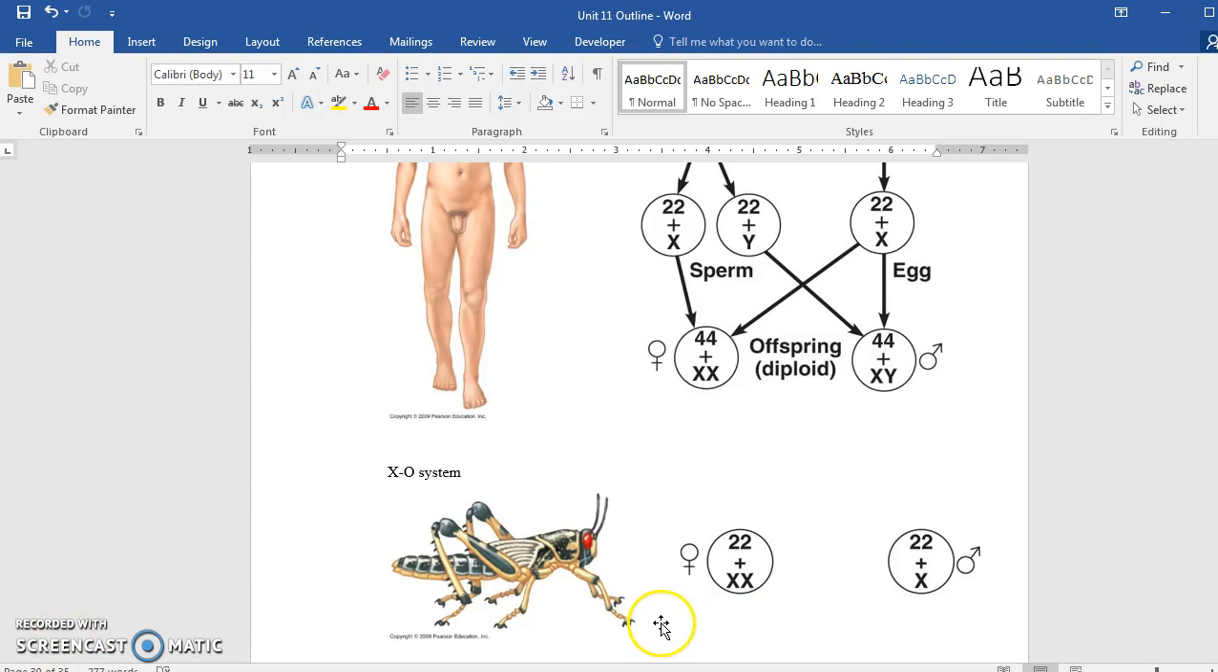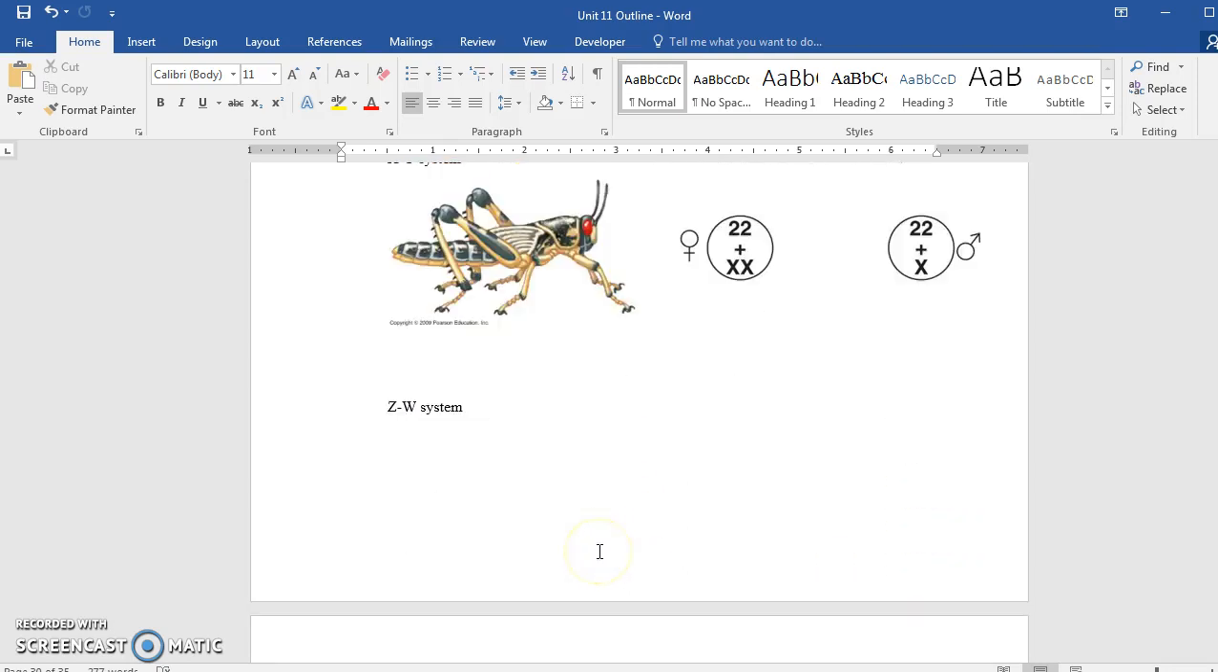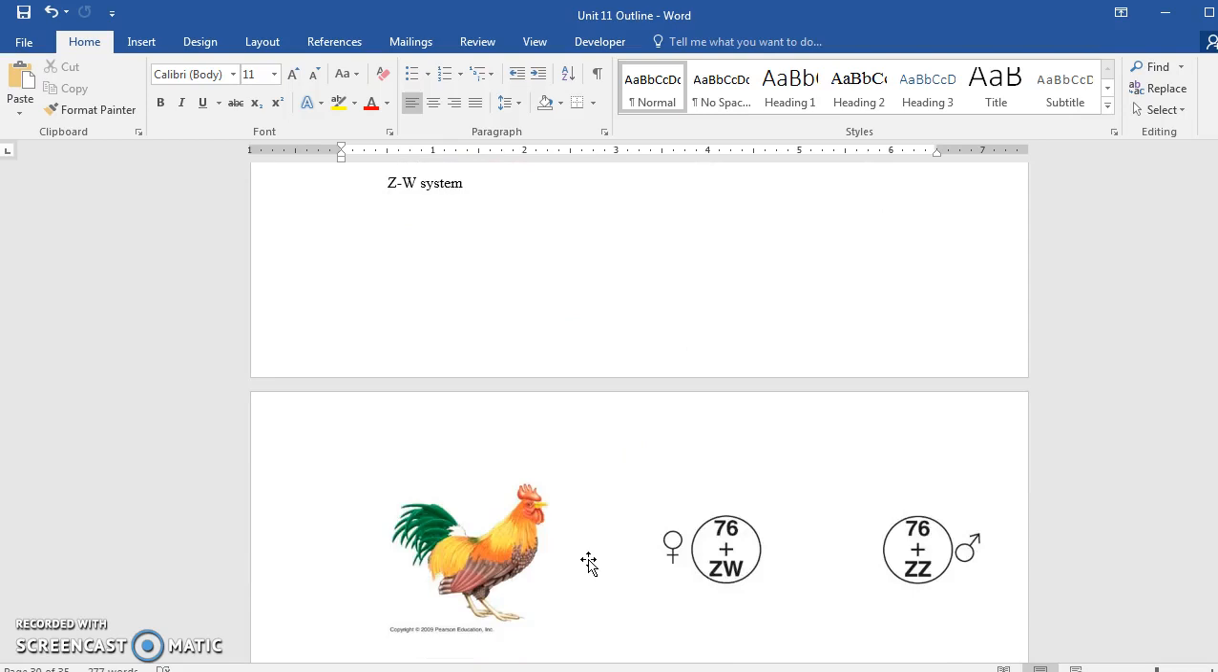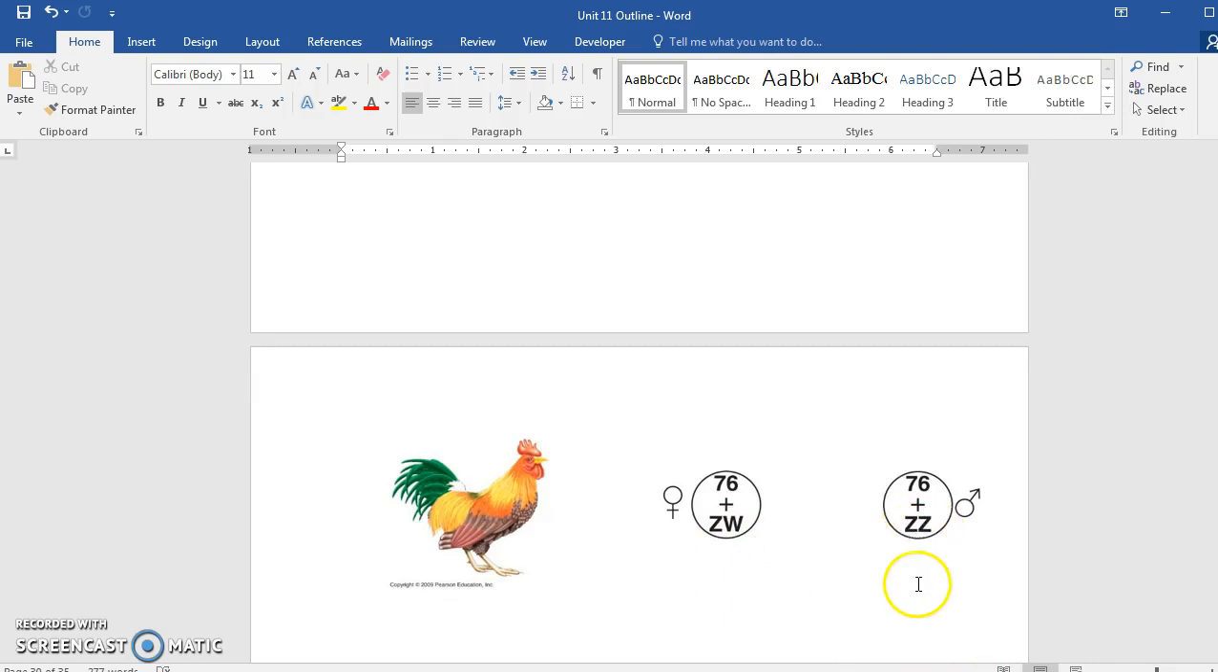In other organisms, such as crickets, roaches, grasshoppers, they have a different system for determining the sex of the individual. It's an XO system, where a female would have 2 X chromosomes and the male would just have an X, but no other chromosome. That's why it's called the XO system. There's also a ZW system, and we see this in some birds such as chickens and some other animals, where the female has a ZW and the male has 2 Z's.